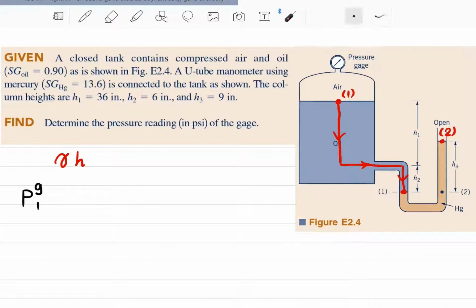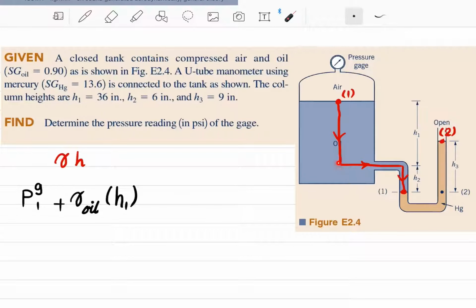As we move downward here, since H increases, the pressure will increase as well. So it would be plus gamma of the fluid that we have moved through, which is oil, times the distance that we've moved, which is H1, times H1.